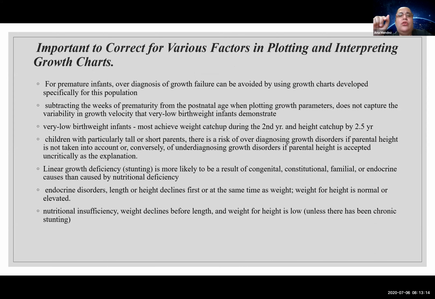So it's important to correct for various factors in plotting and interpreting growth charts. For premature infants, overdiagnosis of growth failure can be avoided by using growth charts developed specifically for this population, although this is not our usual practice. So what we do is we correct for their age. You can subtract the weeks of prematurity from the postnatal age when plotting growth parameters. This does not capture the variability of growth velocity that very low birth weight infants can demonstrate. But if you have a premature child who's low weight, this can be helpful.